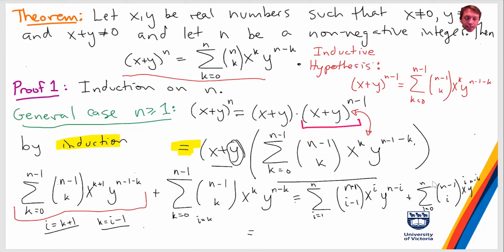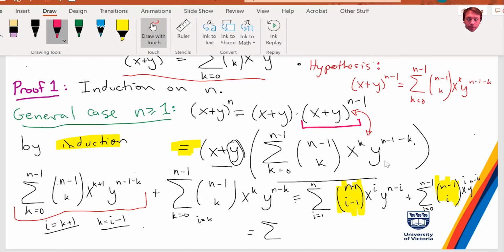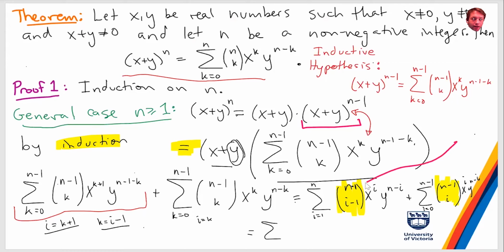Now I can combine these things, and I can use Pascal's identity. The only cases you have to think about a little more are i equals 0 and i equals n. But if I take n minus 1 choose i minus 1 and add that to n minus 1 choose i, sorry, it's getting cramped here, I know that I get n choose i.